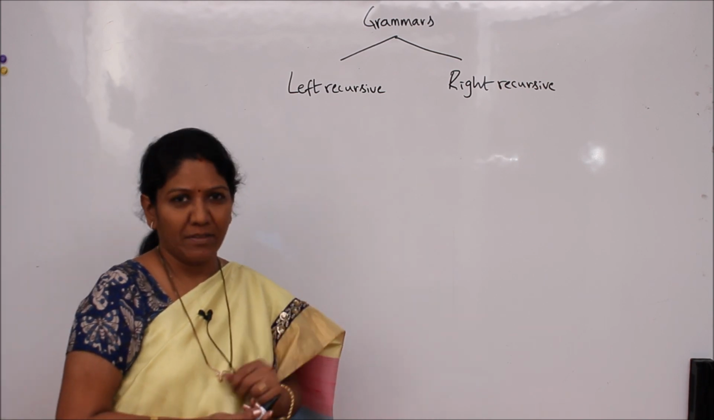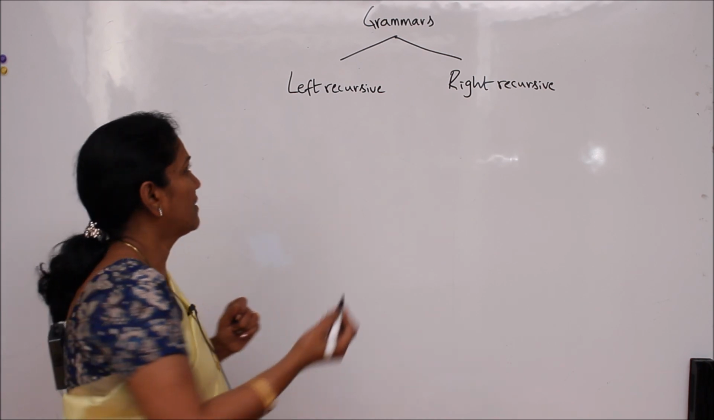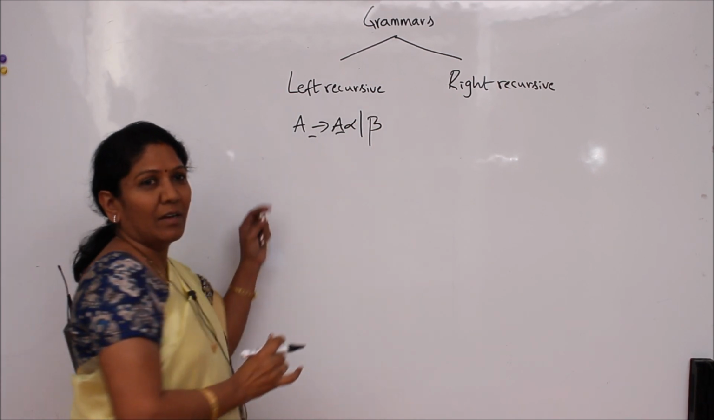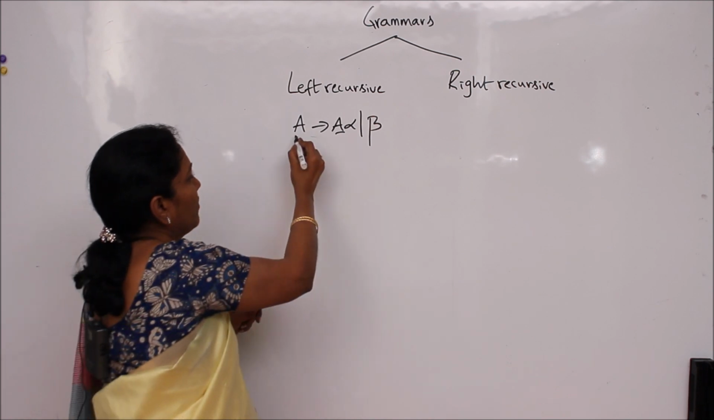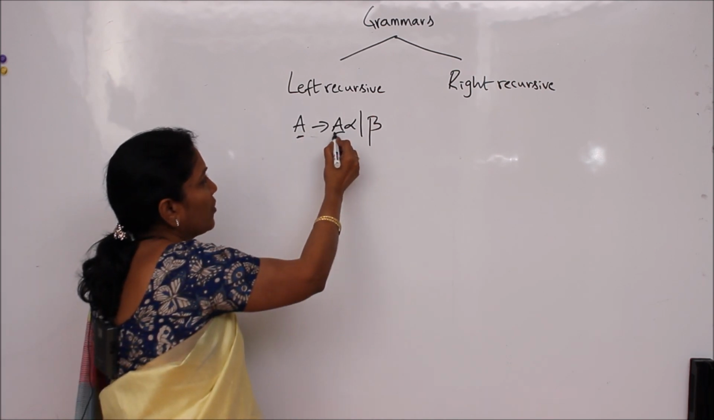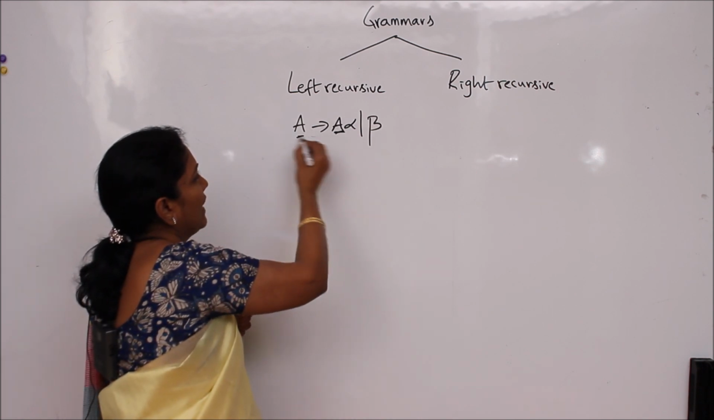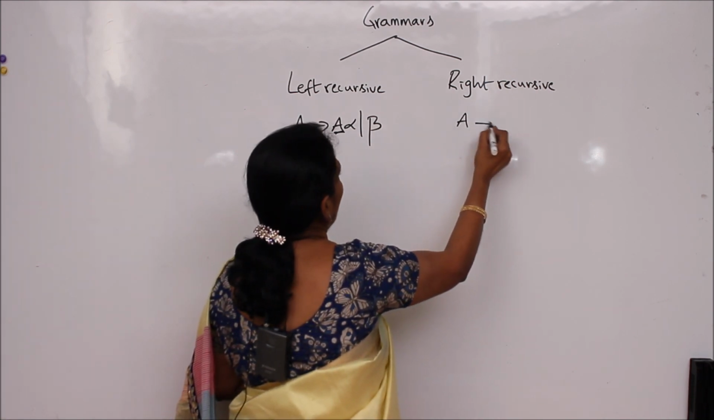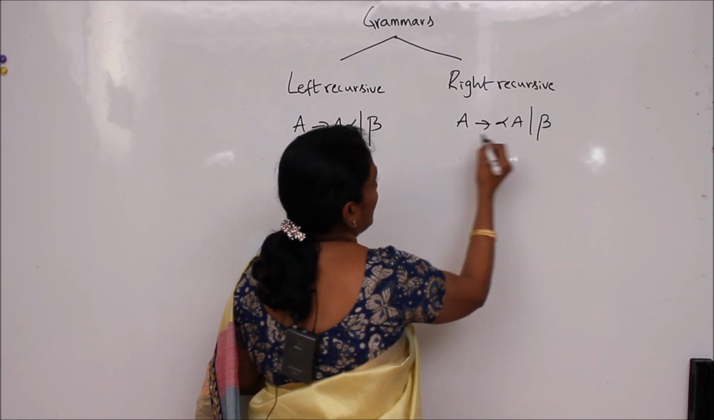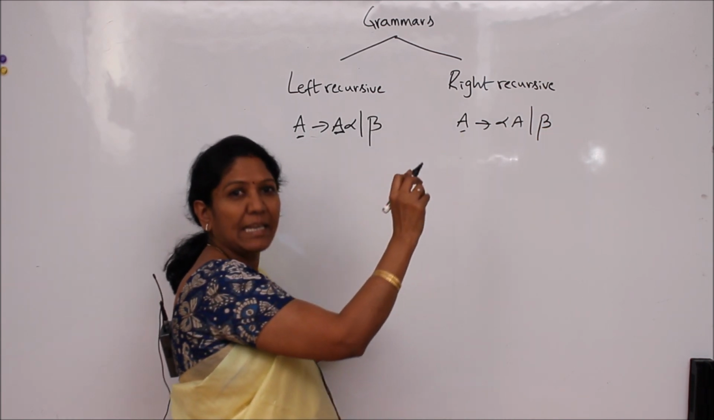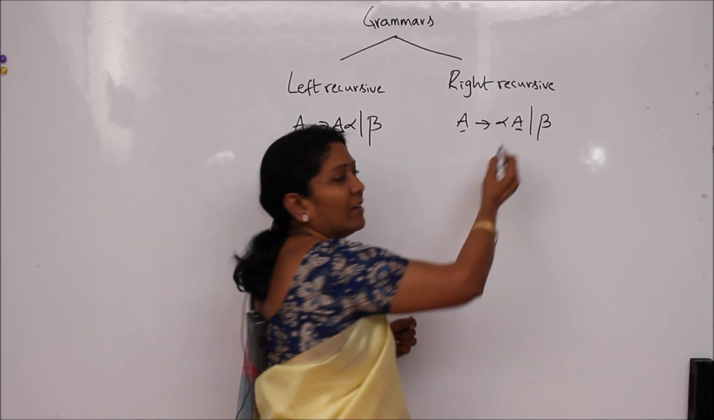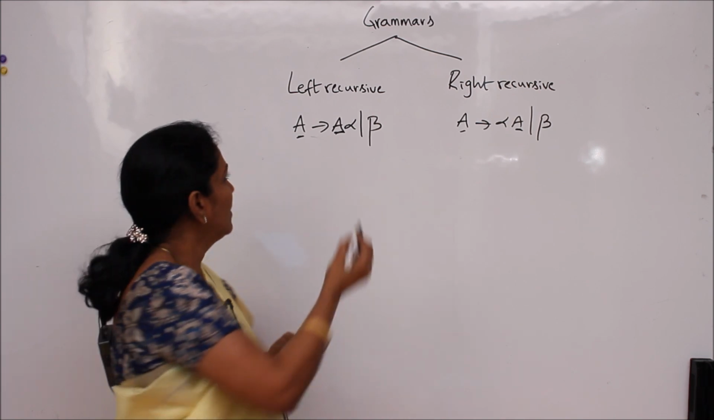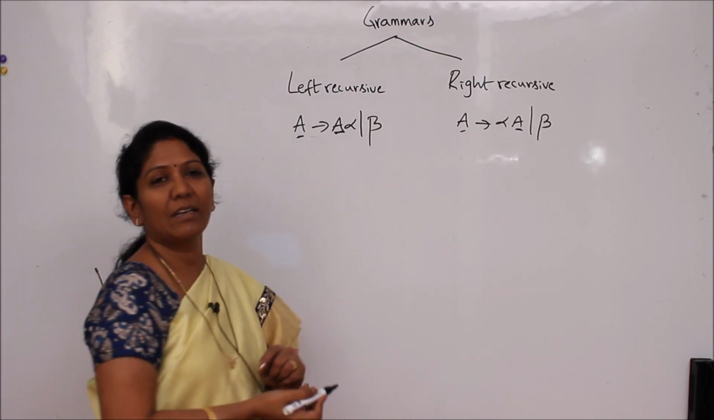If you take the productions in the grammar, if they are defined like this, A to A alpha or beta, that means the non-terminal on the left hand side is same as the leftmost on the right hand side. If these two are same, it's called left recursive grammar. Whereas if the productions are of the form A to alpha A or beta, that means the non-terminal on the left hand side is same as the rightmost on the right hand side, then it is called right recursive grammar. This is left recursive grammar, that is right recursive grammar.